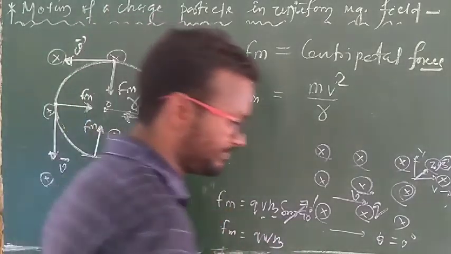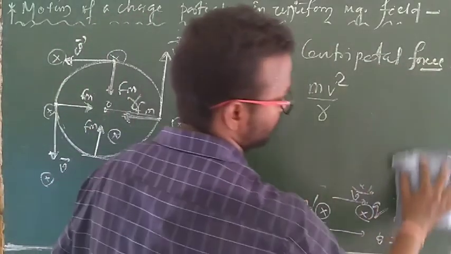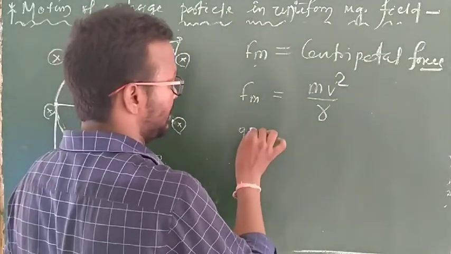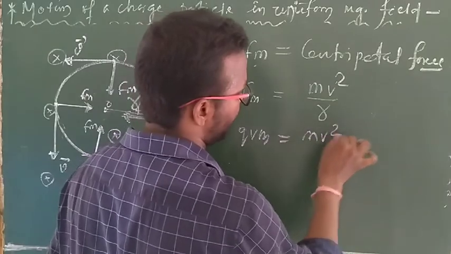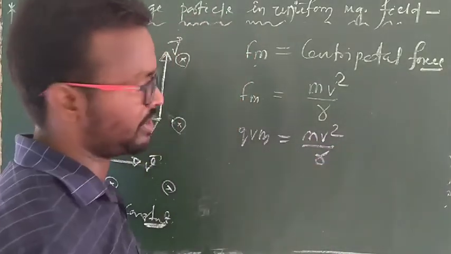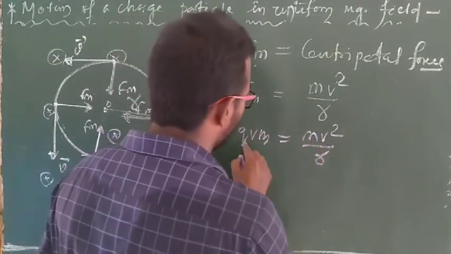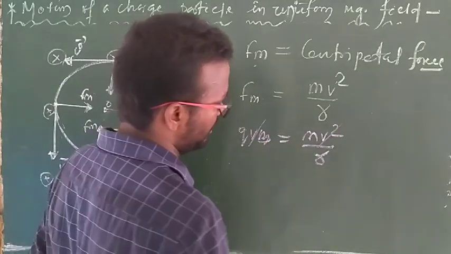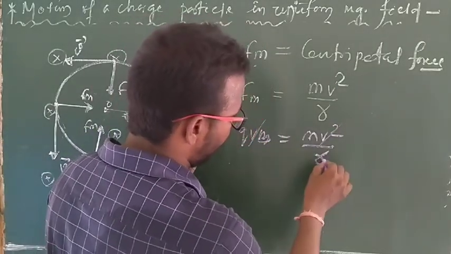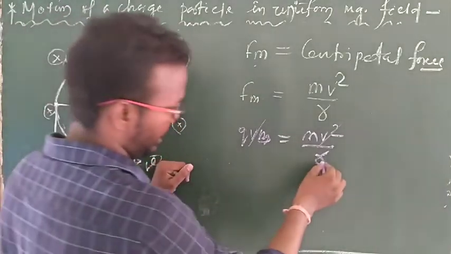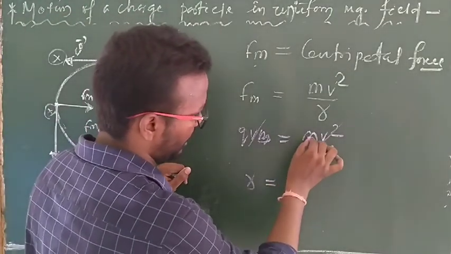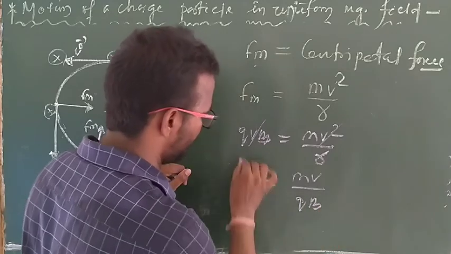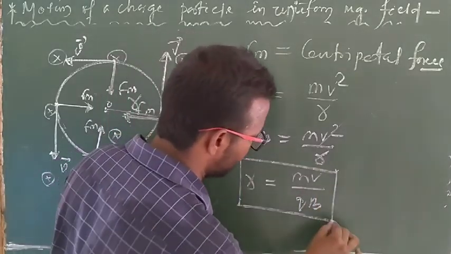Clear? So we can write the formula: Fm equal to QVB equal to mv square by r, because this is the expression for centripetal force. So QVB, this is B only magnitude, one v here cancels. Clear? So the radius of this path can be written as r equal to mv by qB. This is the expression for the radius.